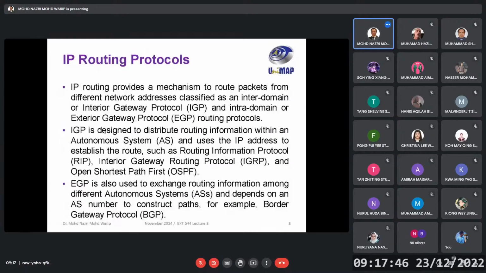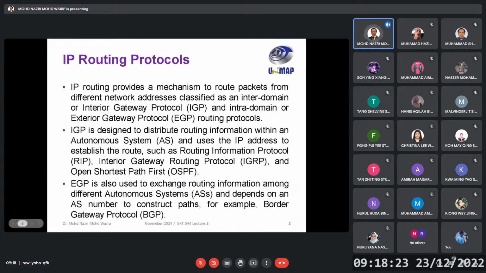IGP is designed to distribute routing information within an autonomous system (AS), and uses the IP address to establish the route, such as RIP, Routing Information Protocol, IGRP, Interior Gateway Routing Protocol, and OSPF, Open Shortest Path First. So they distribute routing information using the IP address to establish the route.